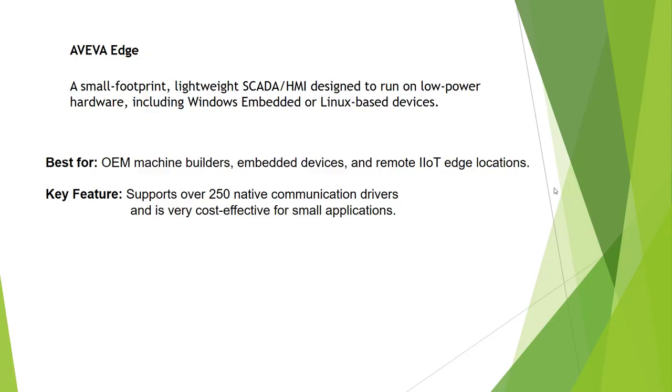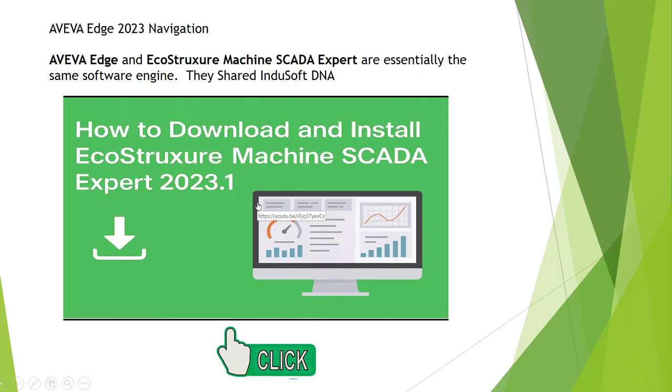Fourth one is the AVEVA Edge. It's a small footprint, lightweight SCADA HMI software. It runs on low power hardware. Okay, it's for OEM machine builders. AVEVA Edge and EcoStruxure Machine SCADA Expert are the same software engine. They share the InduSoft software DNA. Okay, you can click here. You can find EcoStruxure Machine SCADA Expert 2023.1 installation.